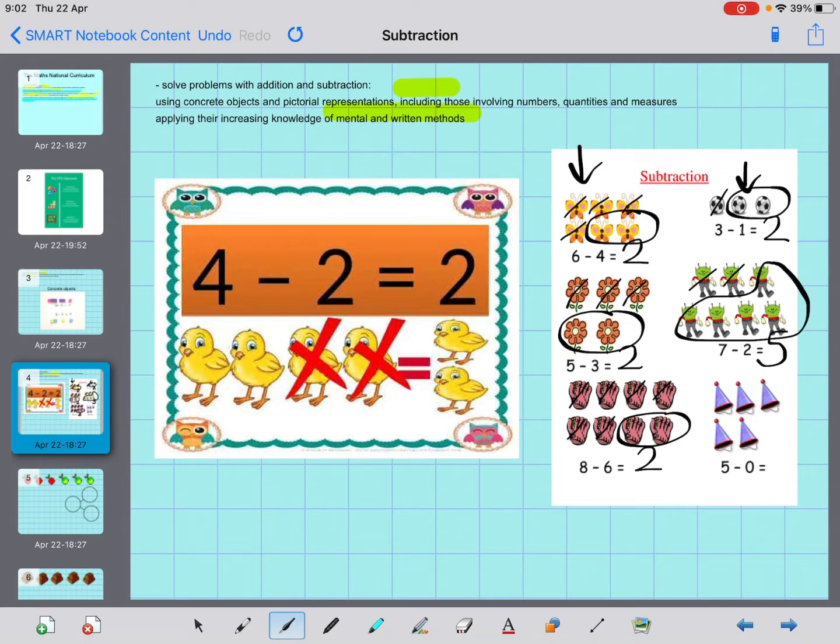And last of all, the party hats. There are 5 party hats, but we're not going to take away anything, so we are still left with 5. It's really important to use 0 as well, because that shows that we're not adding or taking away anything and that the number stays the same.